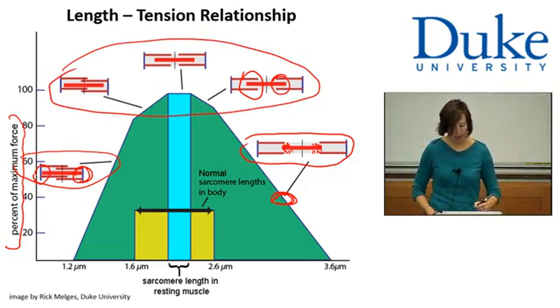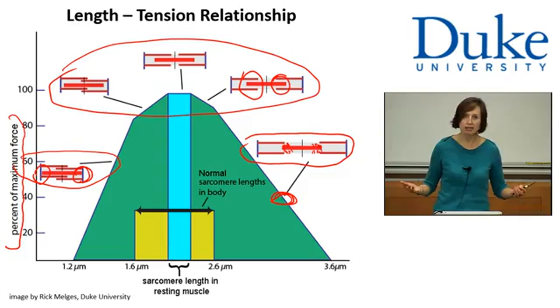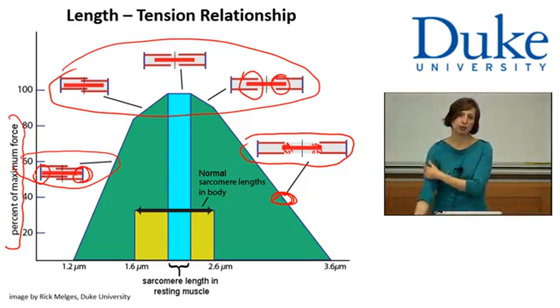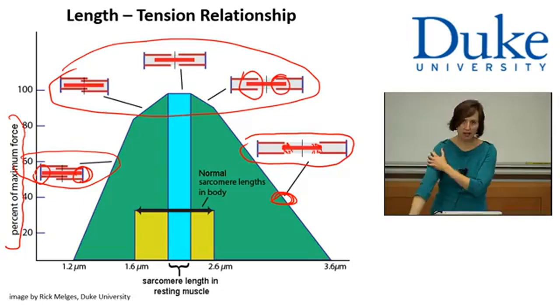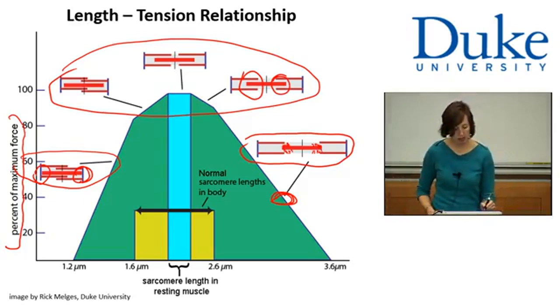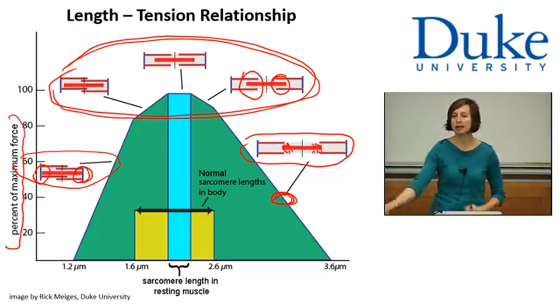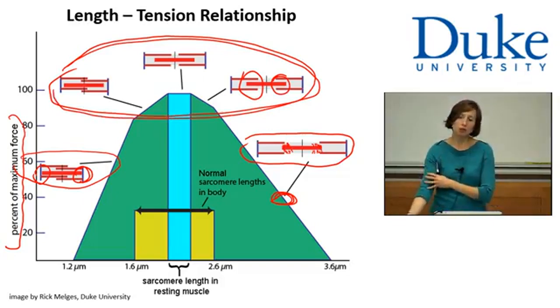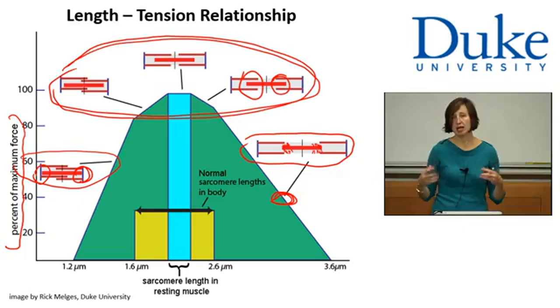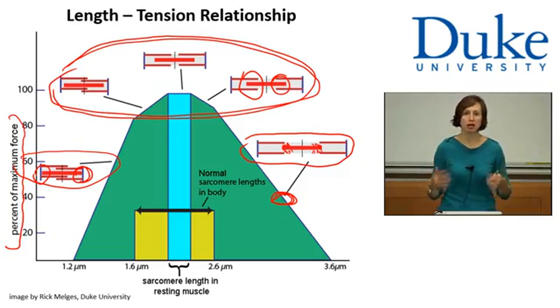And luckily, these are also the sarcomere lengths that are seen in the body. So for the vast majority of our skeletal muscles, they're going to be constrained by the skeleton, which is going to constrain the sarcomere into this sort of geometry that provides maximal force. It's only going to be in states of injury where you may see some of these other less optimal conformations of the sarcomere.